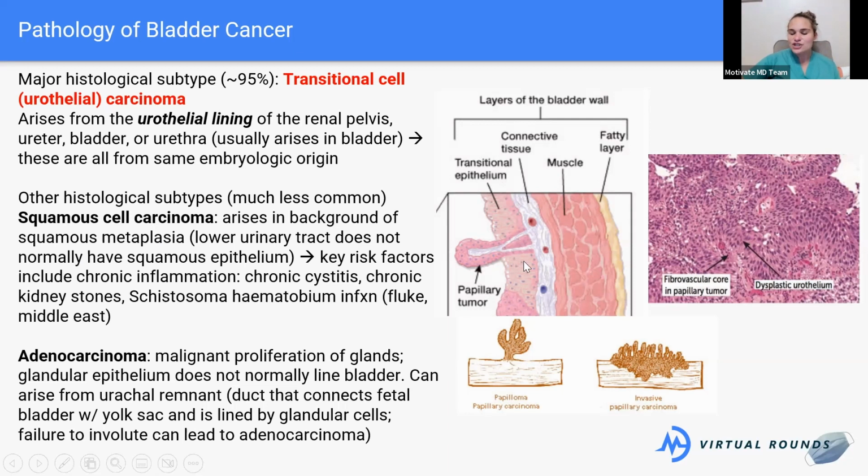What that does is change this normal epithelial lining to a different type, squamous cell, and then that becomes dysplastic, and then you get that kind of cancer. And it's pretty much the same with adenocarcinoma. Adenocarcinoma is glandular epithelium. They have lots of glands. Again, that's not normally found in the bladder. So these two are a lot less common. But the takeaway: the most common is urothelial carcinoma, and it arises from the same type of normal epithelium that we have lining the bladder. And this just shows the little papillary tumor that it would look like, invasive papillary carcinoma that's coming in and invading the tissue.